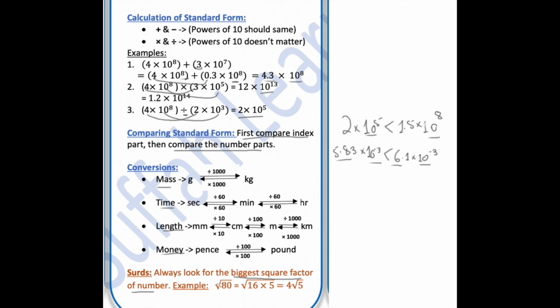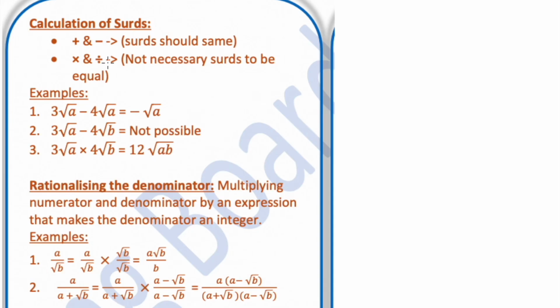For example, if you need to simplify under root 80, you have to look for the biggest square factor, which is 16 here. So 16 times 5 gives you 80. As 16 is the square of 4, 4 comes out, so you will get 4 under root 5. In calculation of surds, you have to focus on the surds.